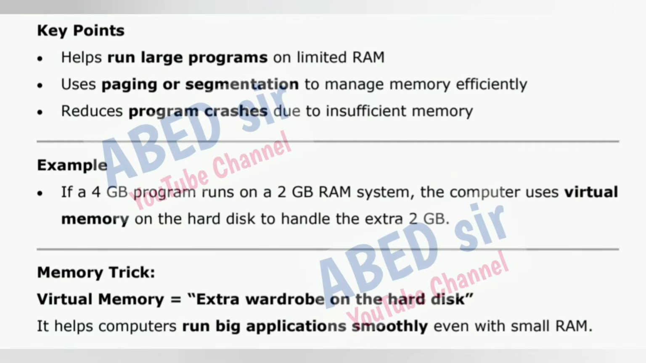Key points: helps run large programs on limited RAM. Uses paging or segmentation to manage memory efficiently. Reduces program crashes due to insufficient memory. Example: if a 4 GB program runs on a 2 GB RAM system, the computer uses virtual memory on the hard disk to handle the extra 2 GB. Memory trick: virtual memory is equal to extra wardrobe on the hard disk. It helps computers run big applications smoothly even with small RAM.